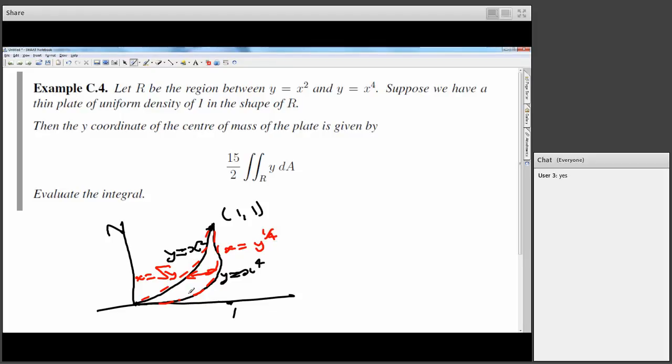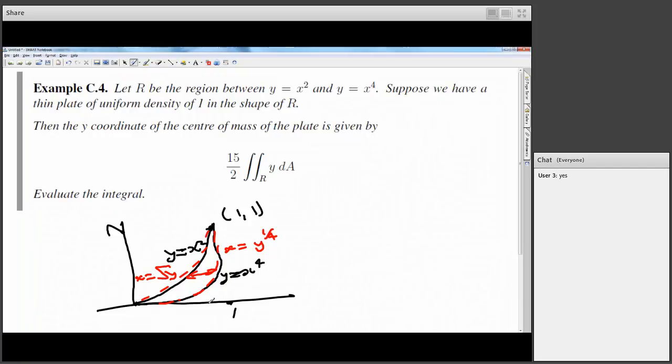So we can see this region not just as a type 1 region, but also as a type 2, that is, x is between two functions of y. And not all regions are type 1 or type 2. You can certainly get neither of them happening. They can be neither.